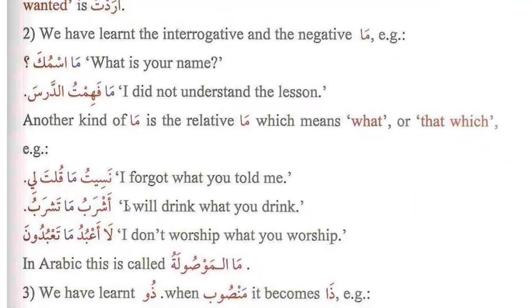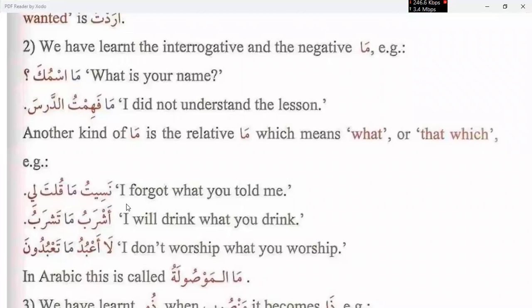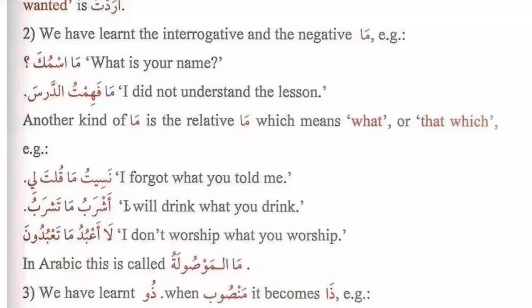Point two. We have learned the interrogative and the negative ma. Example: ma ismuka? What is your name? Ma fahimtu ad-darsa. I did not understand the lesson. Another kind of ma is the relative ma, which means what or that which.